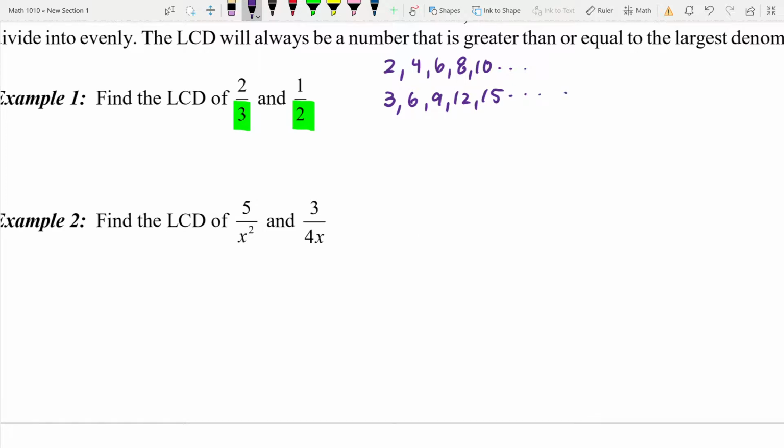So the least common denominator is the number that appears in both of those lists. That's the smallest, okay? So for example, if I went one more right here, a 12 is in both lists, but it's not the smallest thing that's in both lists. The smallest thing is a 6, okay? So the answer is 6, and you're done, okay?